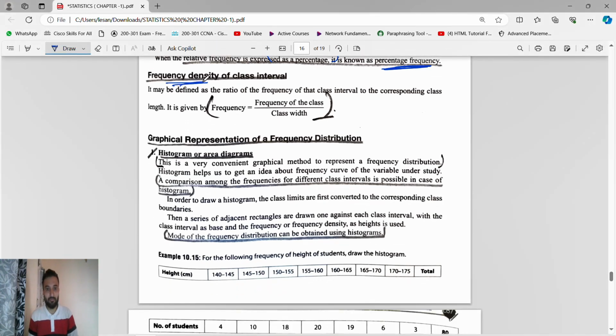Frequency density formula is the frequency of the class divided by the class width, right? Suppose 0 to 10 has a frequency of 4, so the frequency of that class, 4, divided by the class width, 10, is the frequency density.